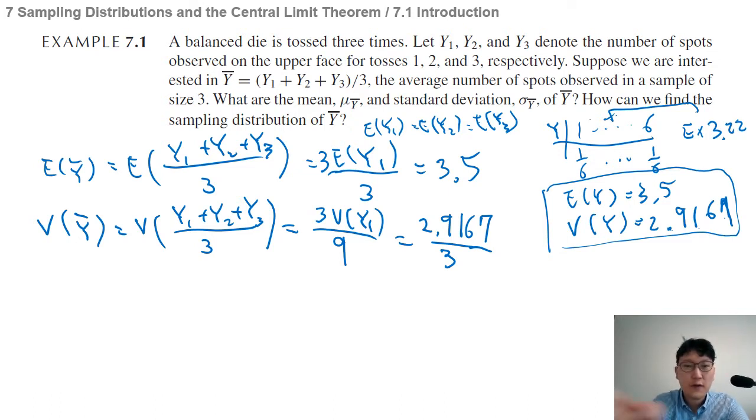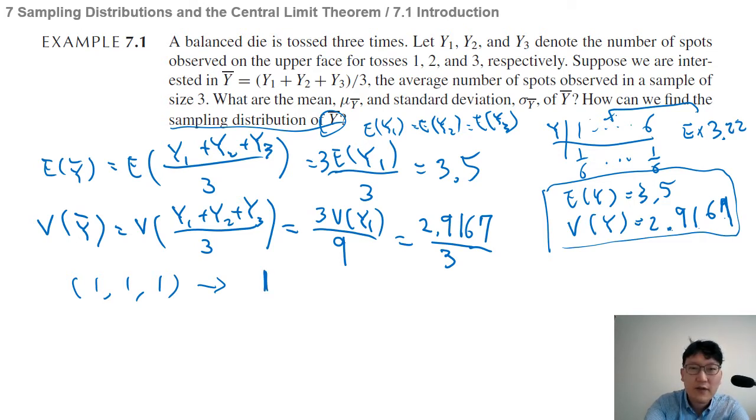Okay, and the next question is, how can we find the sampling distribution of y bar? We want to find the sampling distribution of y bar, and actually we can calculate it directly. So in this one, what would be the simple event? A simple event can be described like this: every die has a face value, and in this case the result is 1, the average value of all the die tosses.